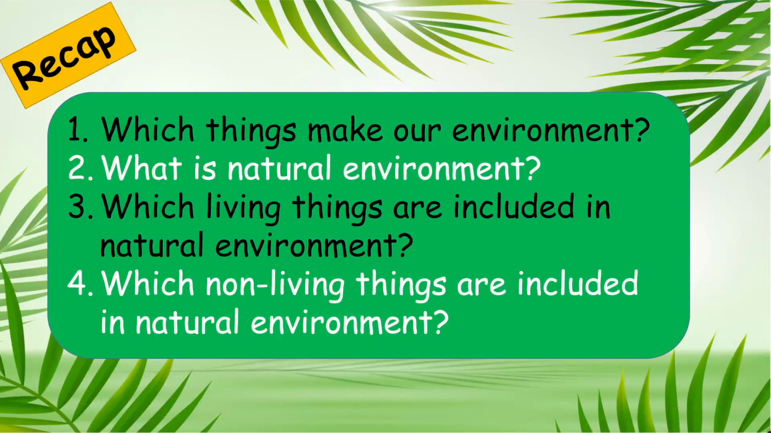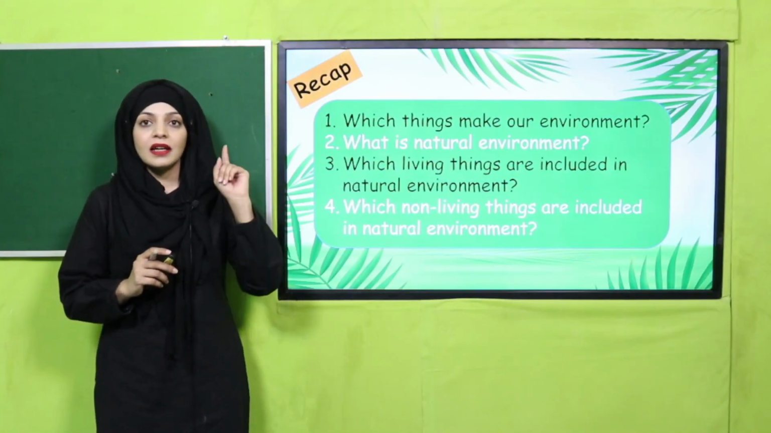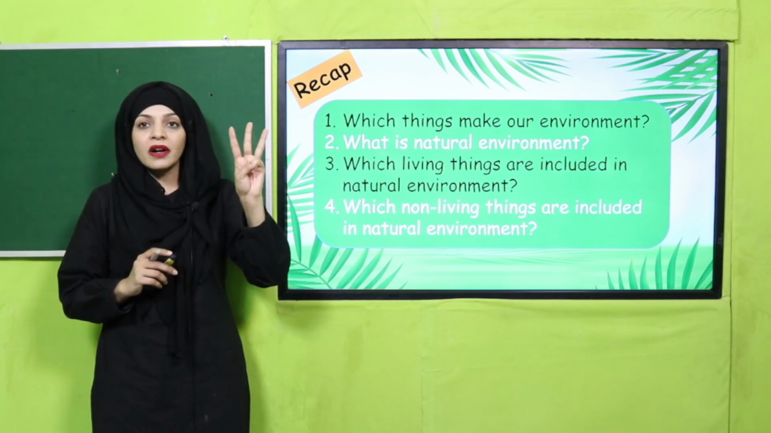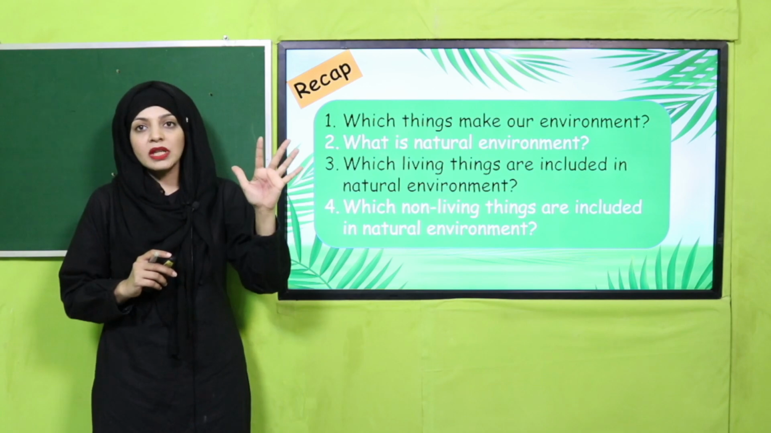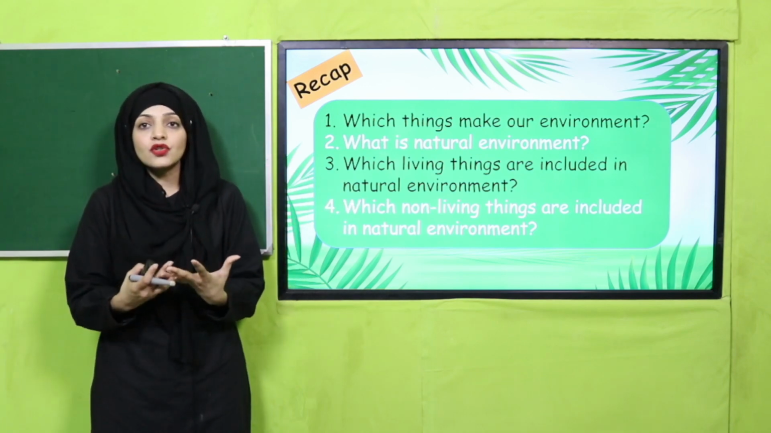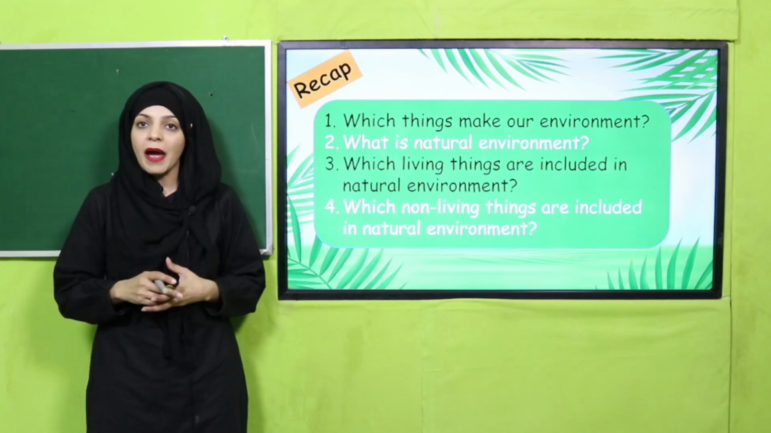Which non-living things are included in natural environment? Now you have to name the natural non-living things. Number one, sun, air, water, rocks, mountains. These all collectively are called the natural non-living things and they make up the natural environment.